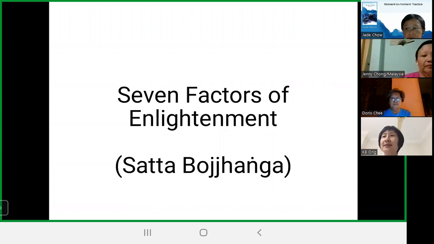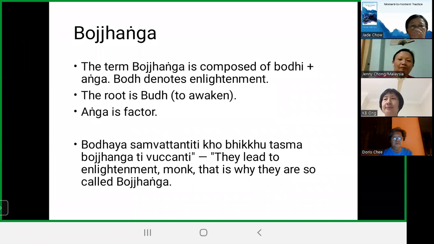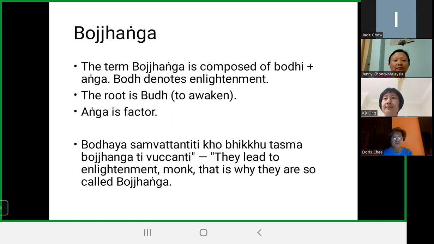All right, okay. Seven factors of enlightenment. Satta is seven. Bojjhanga is factors of enlightenment. Later I will explain word by word, all right? Okay, now we go for Bojjhanga. The term Bojjhanga is composed of bodhi, bodhi means enlightenment, and anga. Anga is a factor. So first we need to look at the root. The root is budh, all right?